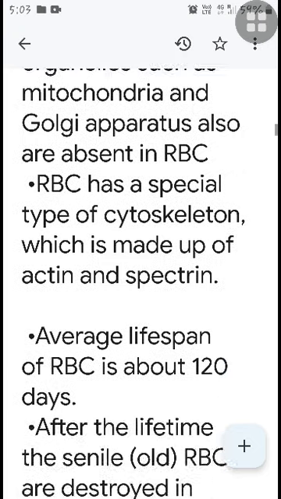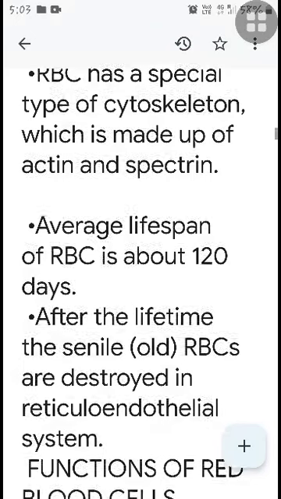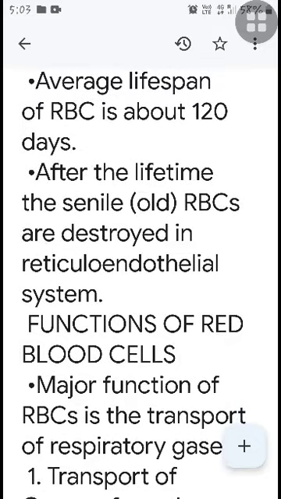RBC has a special type of cytoskeleton, which is made up of actin and spectrin. The average lifespan of RBC is about 120 days. After the lifetime, the senile, old RBCs are destroyed in the reticuloendothelial system.